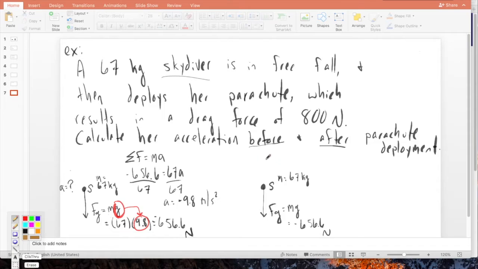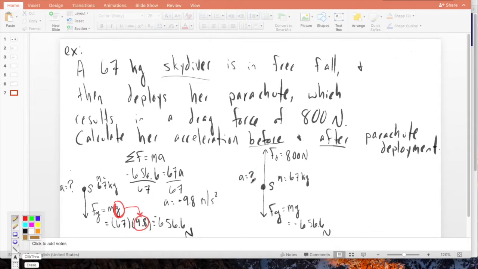Are there any other forces acting on the skydiver now after the parachute has been deployed? Yes, there is. There is a drag force of 800 newtons. What direction is that going to be in? It's going to be up. That's dragging, pulling the parachuter up. So I'm going to call that a force of drag. You could call it force of air resistance if you want, equals 800 newtons. Now I think you're going to see how we can answer the question for this problem.